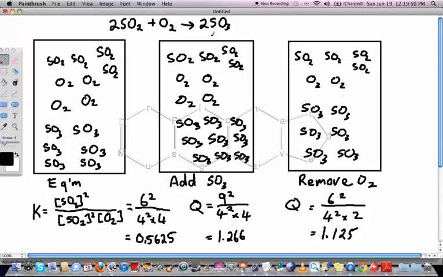Now, I would also like to point out that if we removed product, what would happen is the reaction would move to the product side, and it would do so in order to replace the product we removed. Likewise, if I added more reactant, added more O2 for example, the reaction will shift towards the product side to get rid of the O2 that I had added. And all of this would be brought out in the same kinds of calculations of Q in relation to K that we just did for removing O2 and adding SO3.